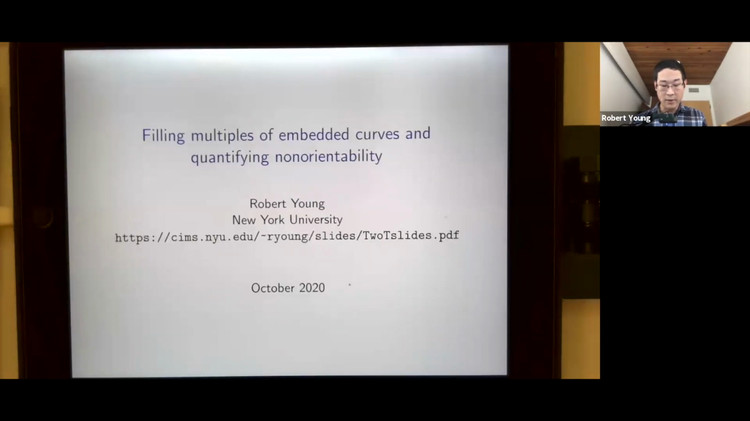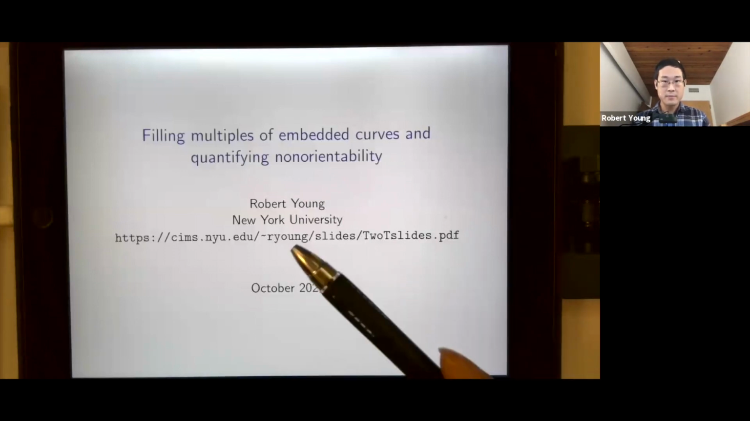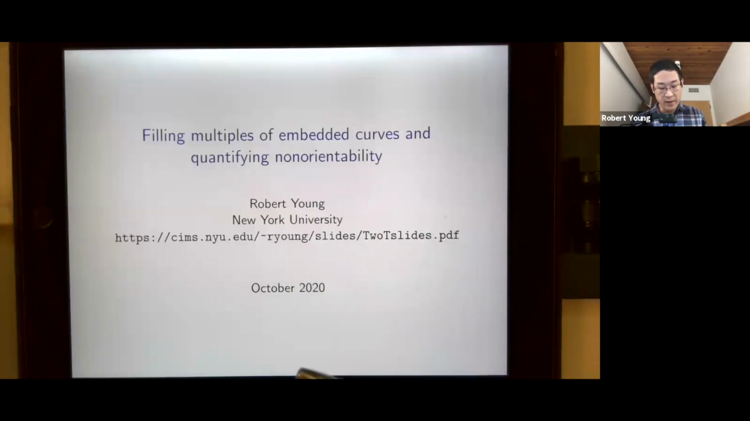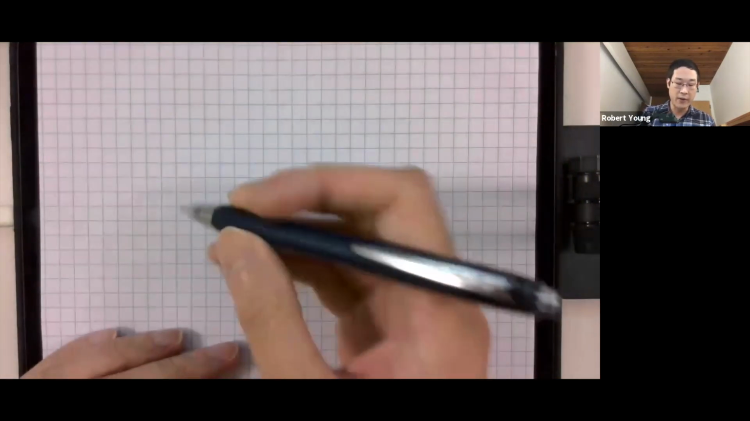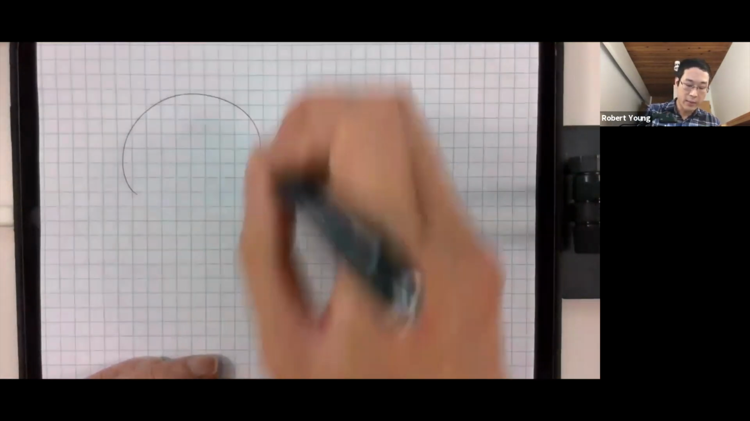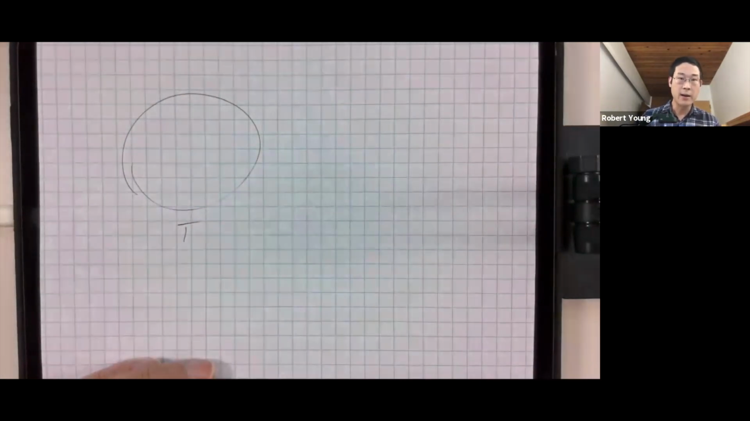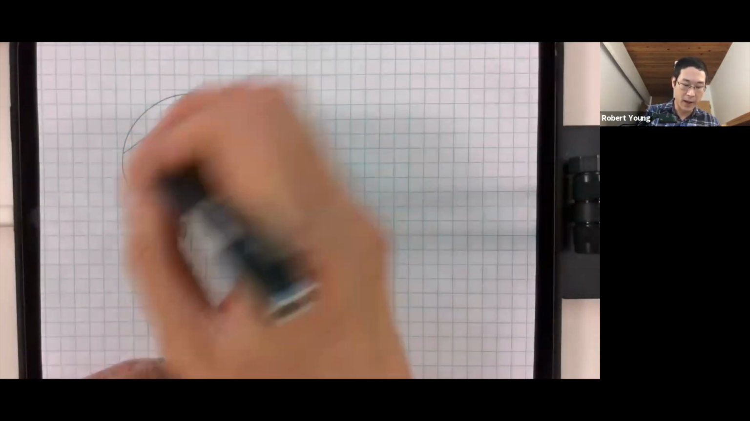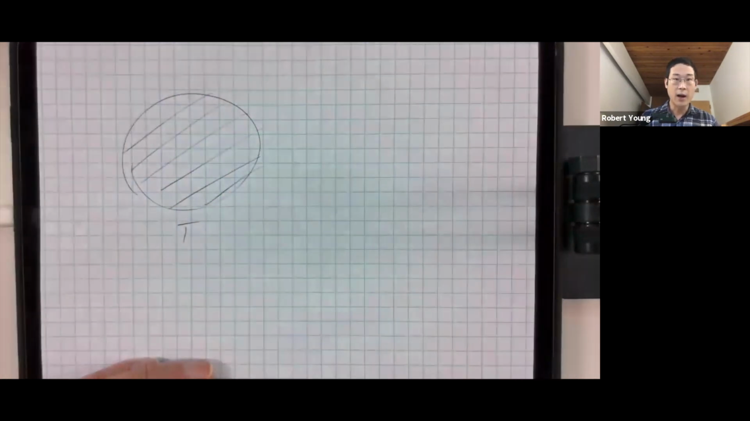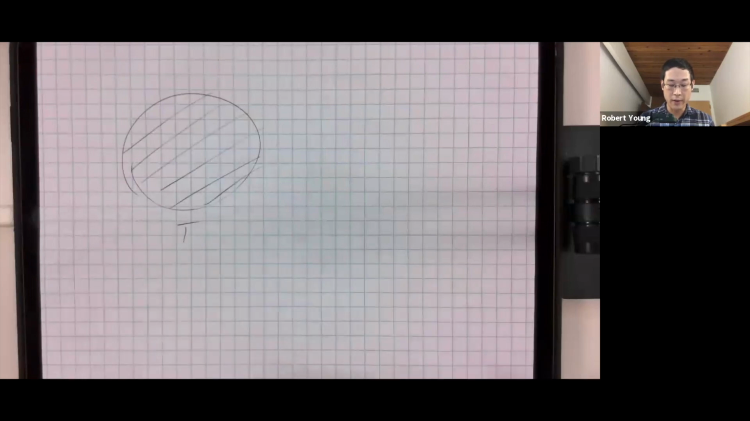But yeah, so I want to talk about filling multiples of embedded curves and quantifying non-orientability. Let me start by saying a couple words about the title. Filling multiples of embedded curves is the problem that got me interested in this. If you have a curve in the plane, let's call it T, then there's some minimal surface whose boundary is that curve. And you can talk about the filling area of the curve to be the area of that minimal surface.